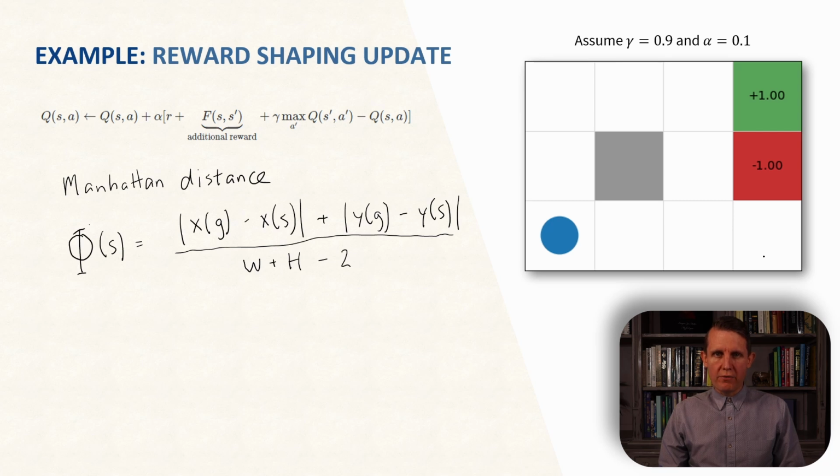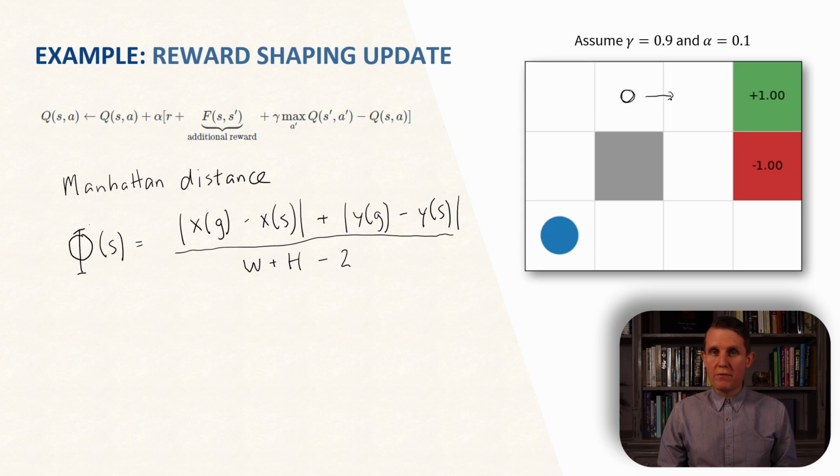So this is our Manhattan function. It looks at the distance between the goal and where we are on the x-axis and the distance between the goal and where we are on the y-axis, adds them together and divides by the maximum possible distance of each of those. Let's have a look at applying this to one of the states now. Assume that we're in the middle of learning and we're at state 1, 2 here, and we go right.